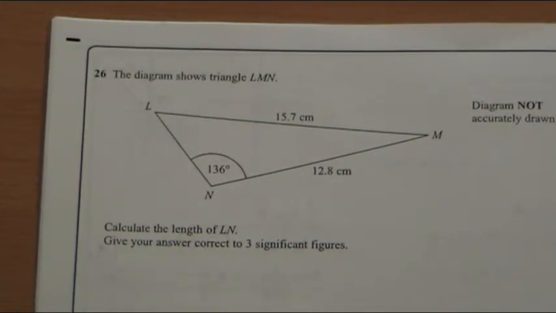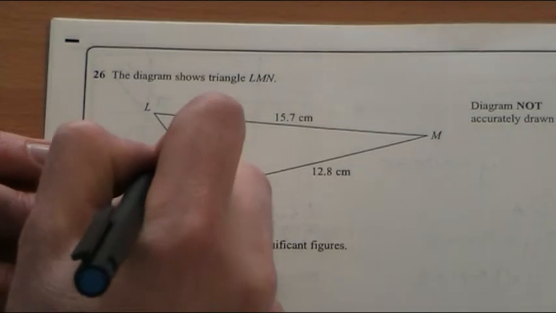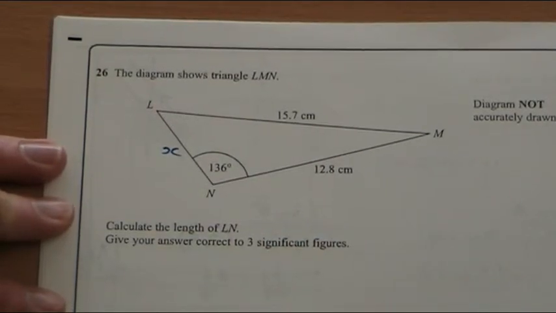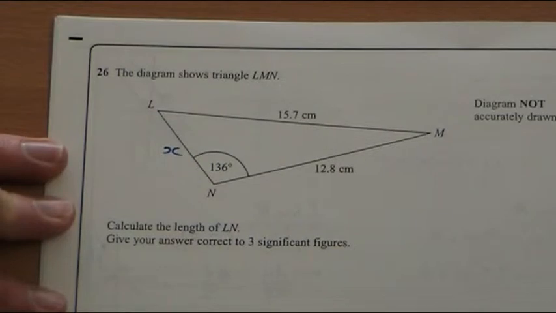Question 26, we're asked to find this length here. Now this is not a right angled triangle, so it's not your basic trigonometry, which means it's going to be advanced trigonometry, which is the sine rule or the cosine rule. So that's our first decision.